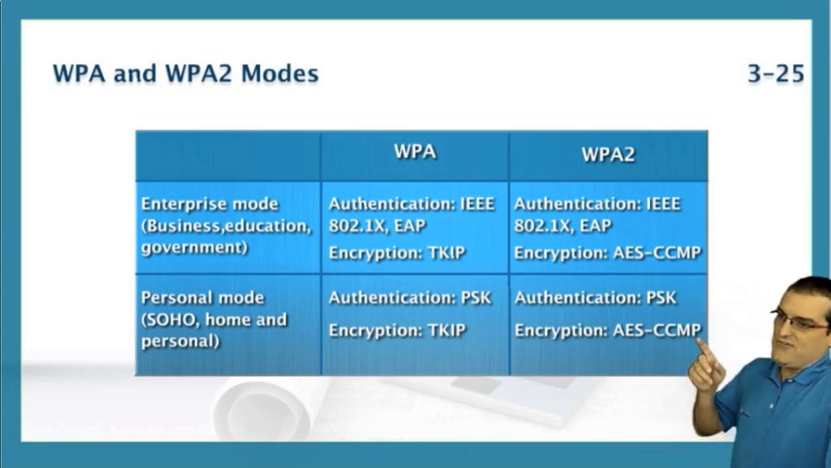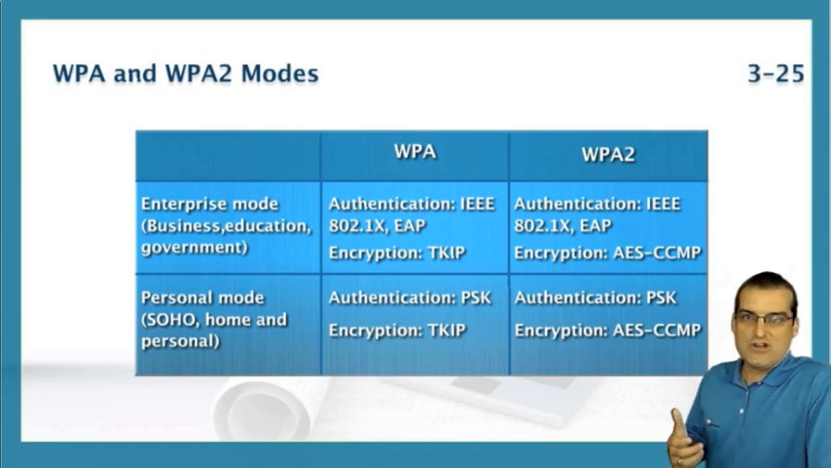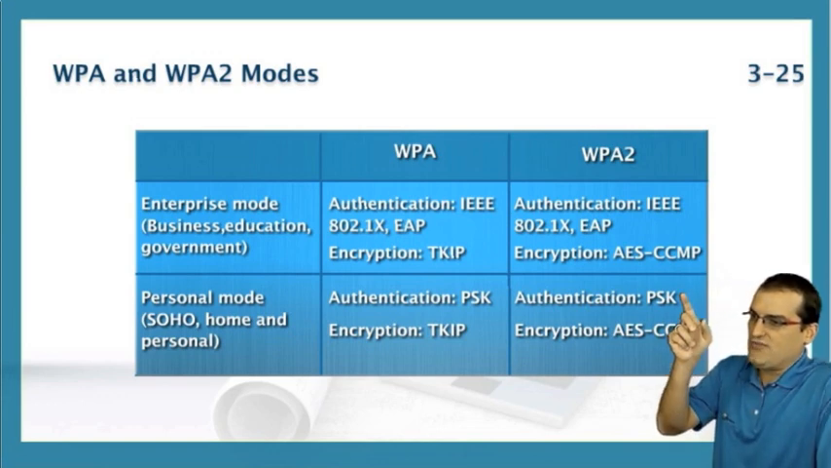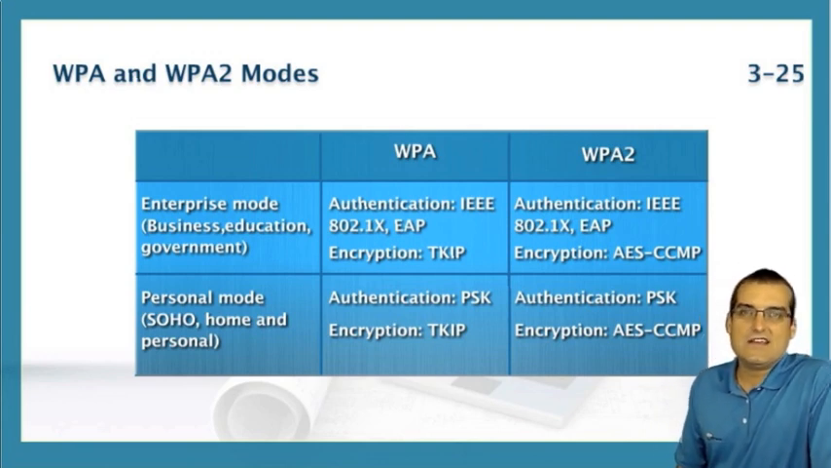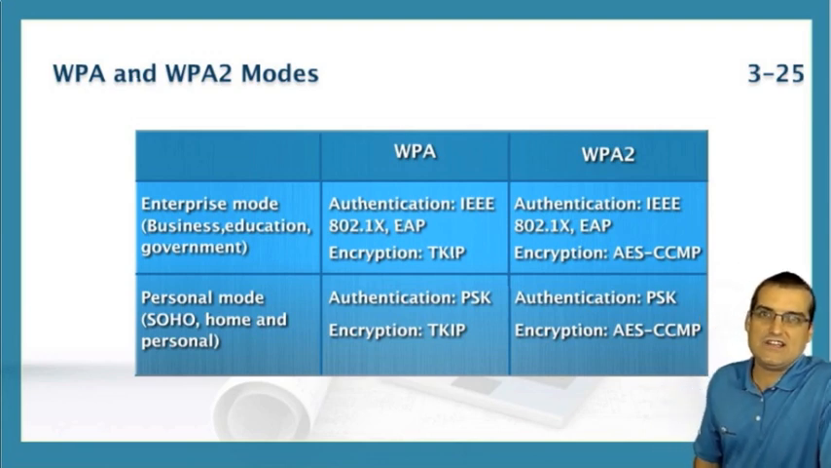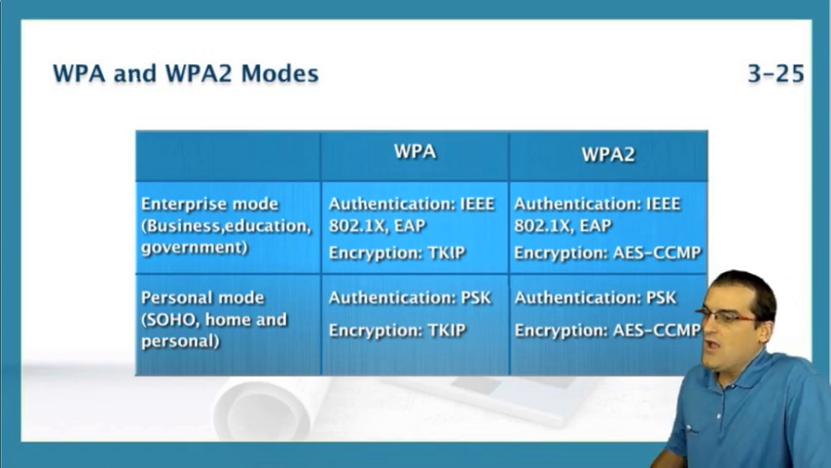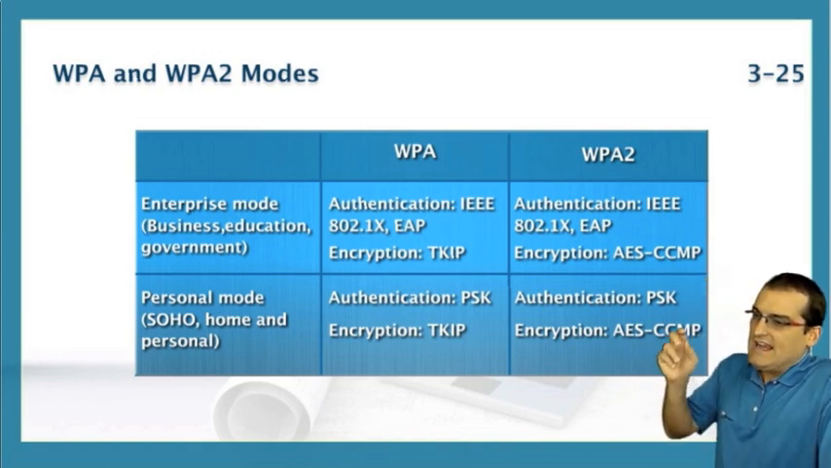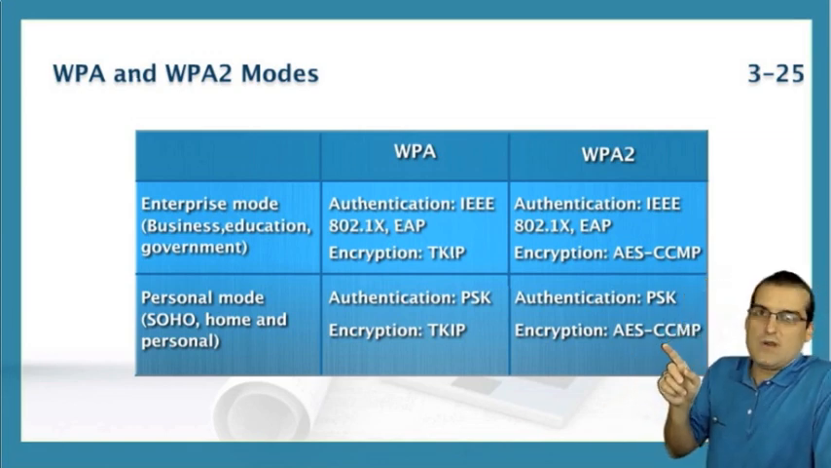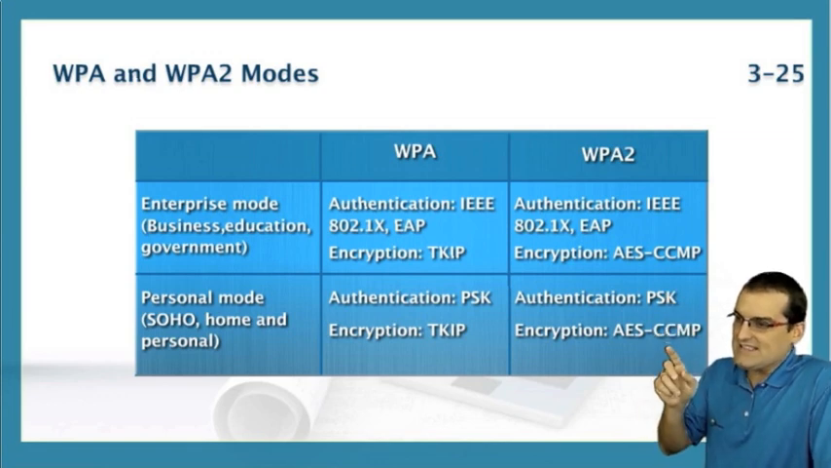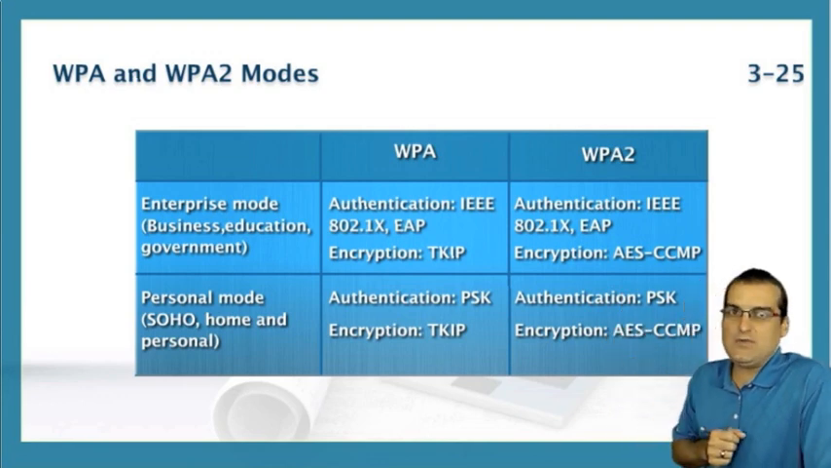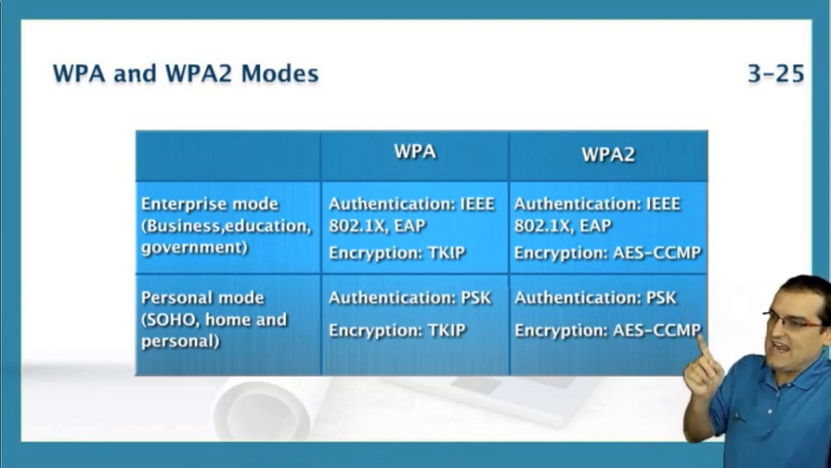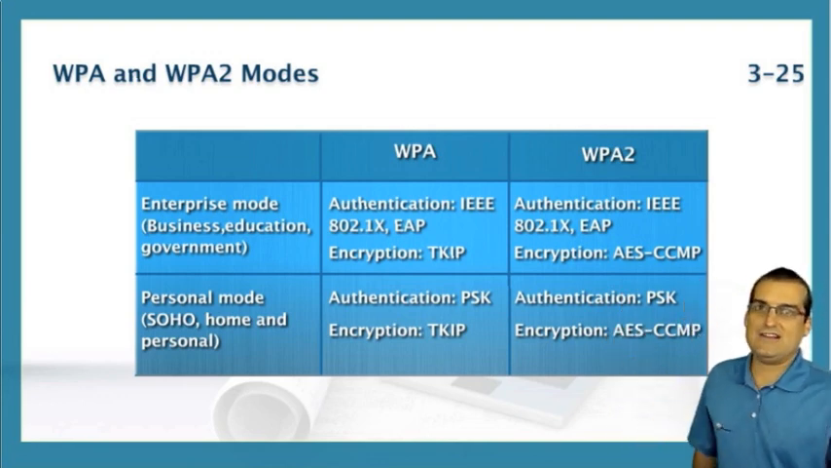Notice that's the same for WPA2. Pre-shared keys could be used in the home for authentication. The more powerful 802.1x is going to be used for authentication in the enterprise. For encryption, it's the Advanced Encryption System, AES, and notice that stays consistent. It's TKIP in WPA, and it's AES in WPA2.